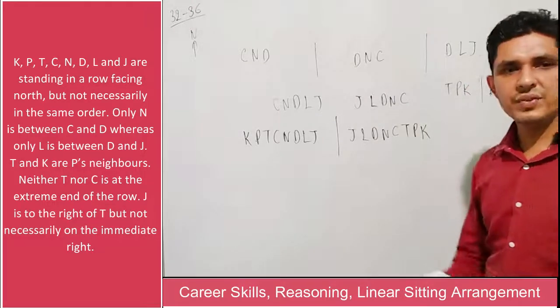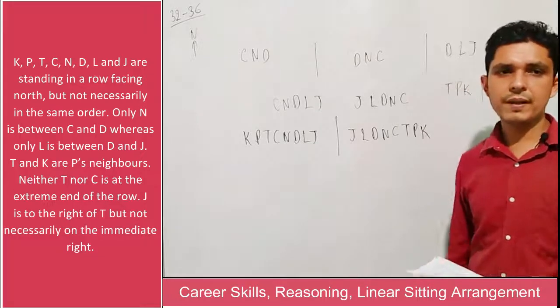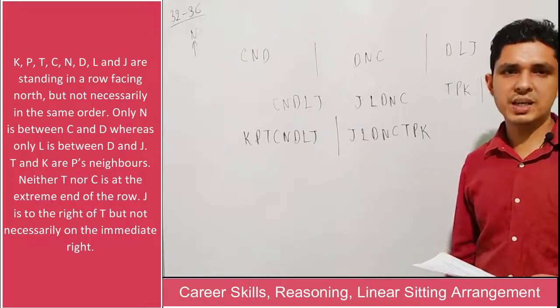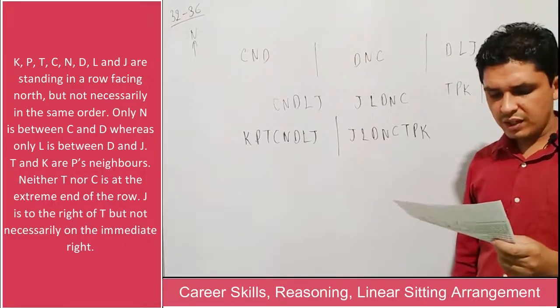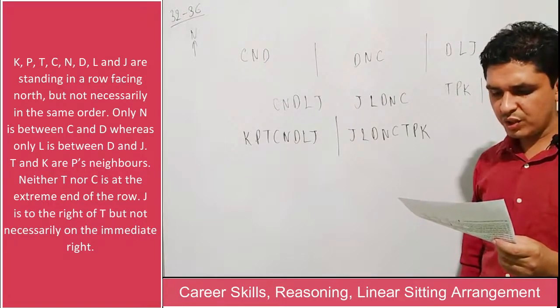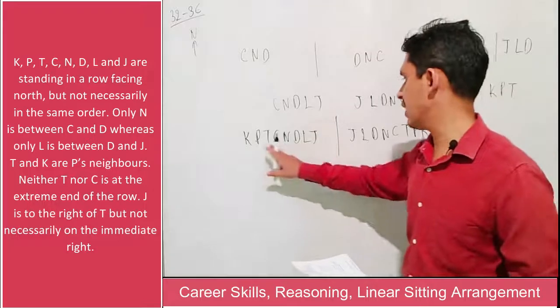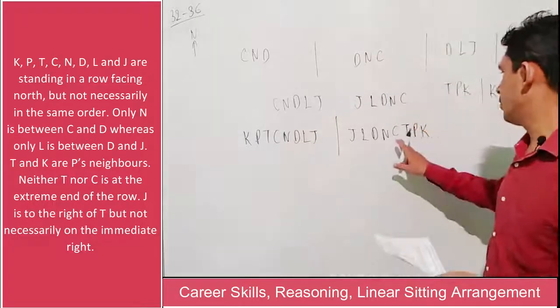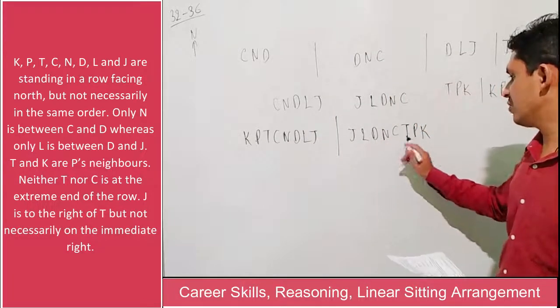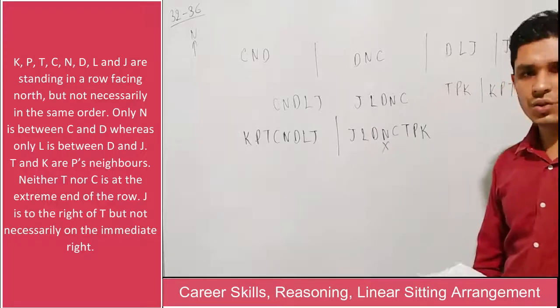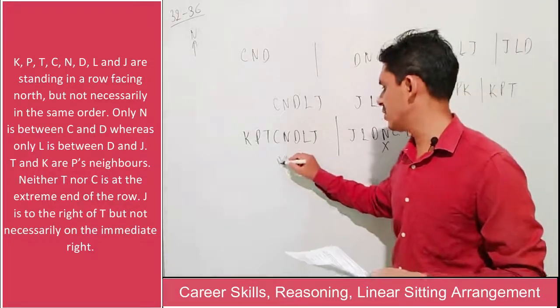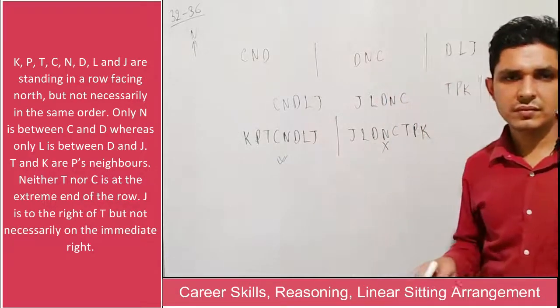So in both the arrangements, arrangements can be made, okay? Like thereafter G is to the right of T, but not necessarily on the immediate right. So if we check, J is to the right of T, this is correct, but J is to the right of T, this is not correct here. So definitely my first arrangement will be correct, right?